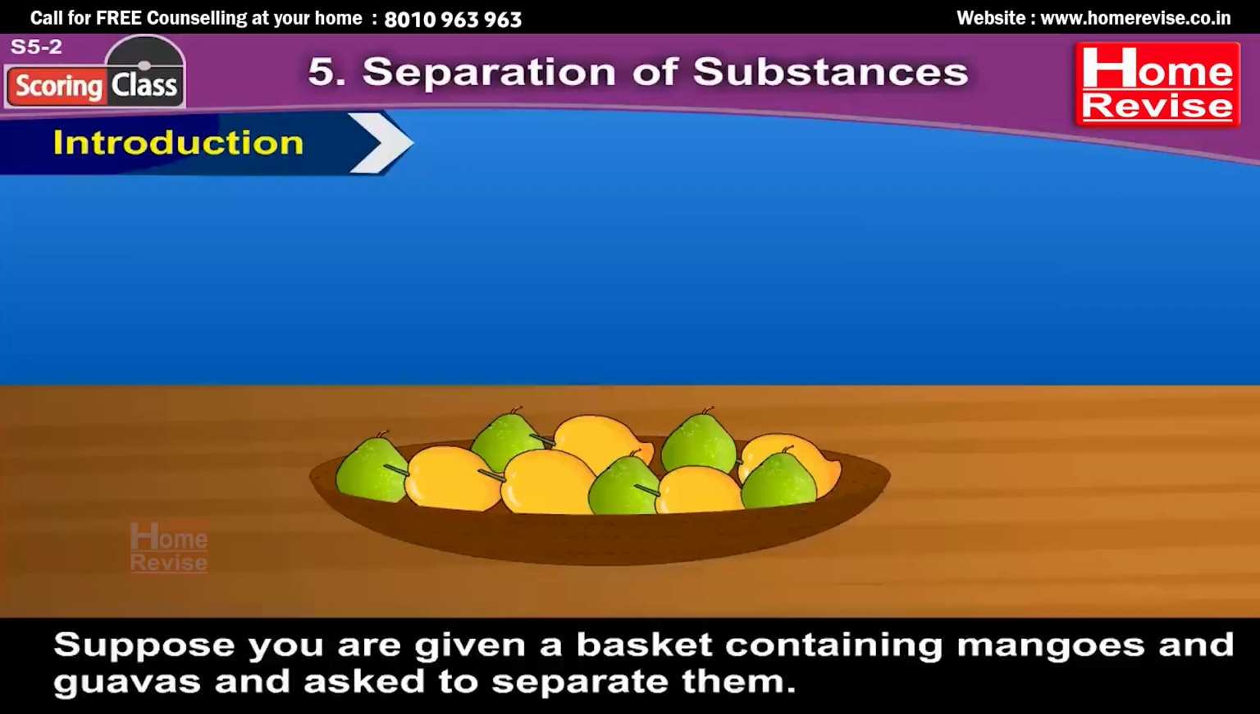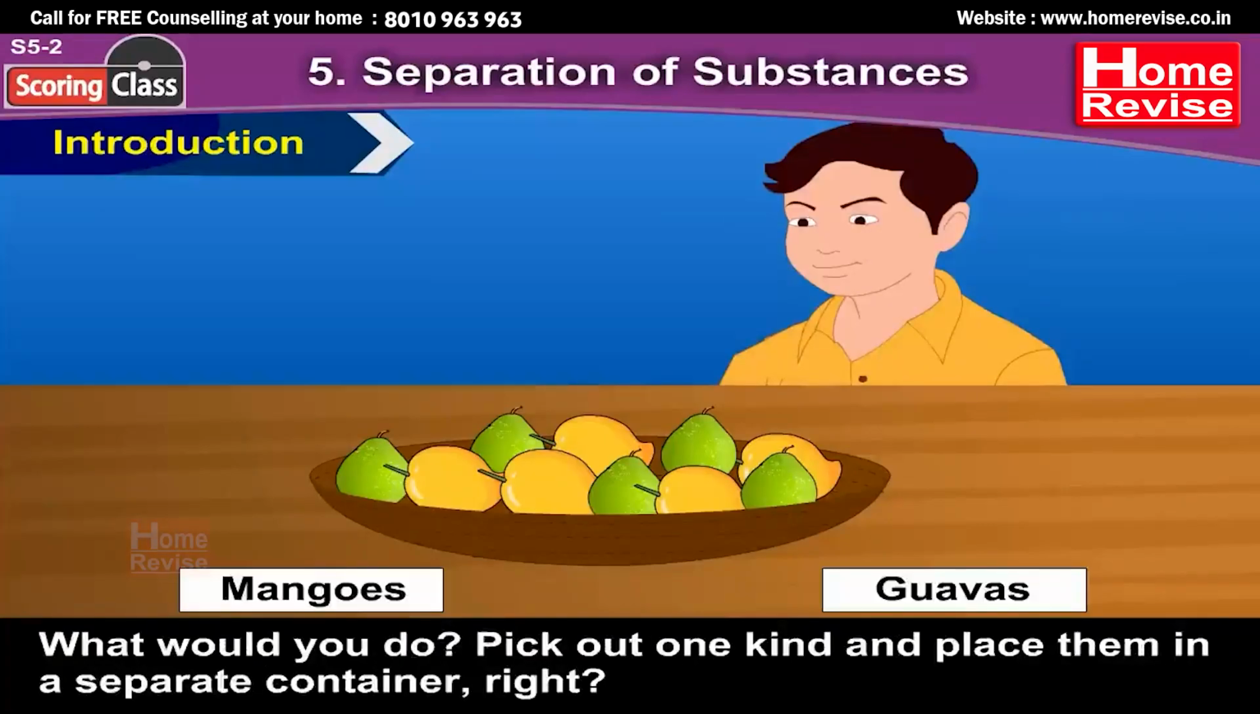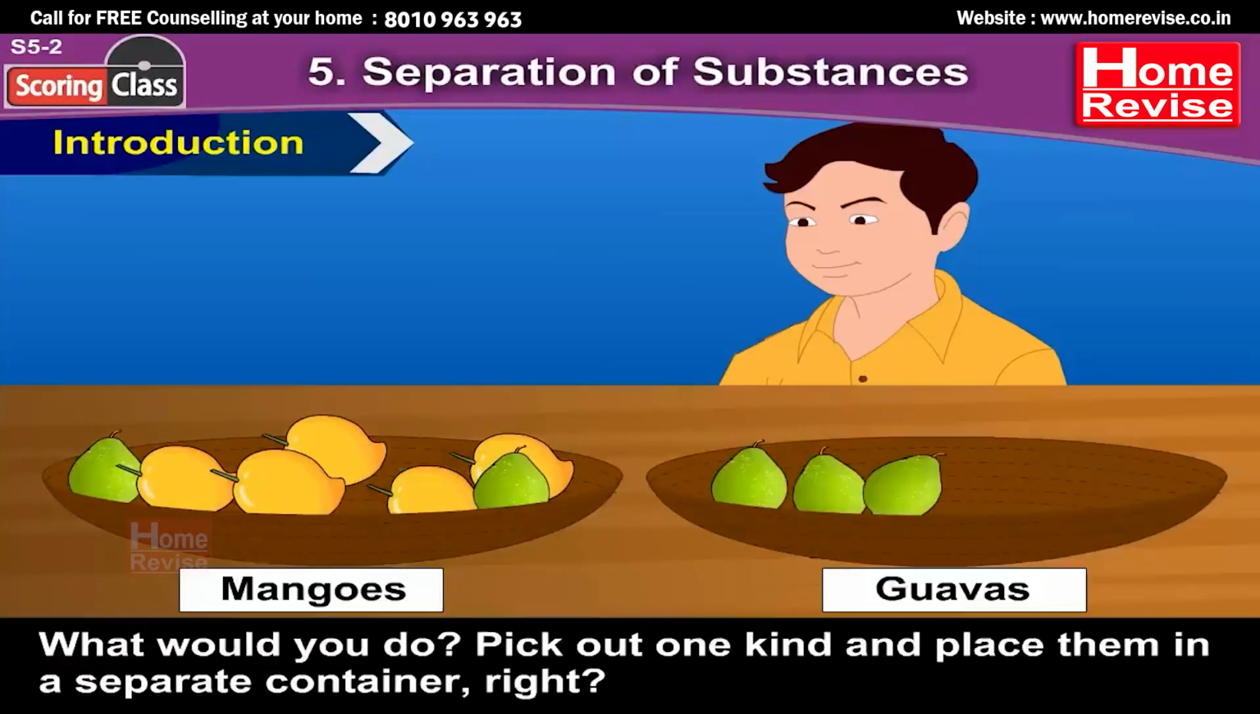Now suppose you are given a basket containing mangoes and guavas and asked to separate them. What would you do? Simple. Pick out one kind and place them in a separate container, right?